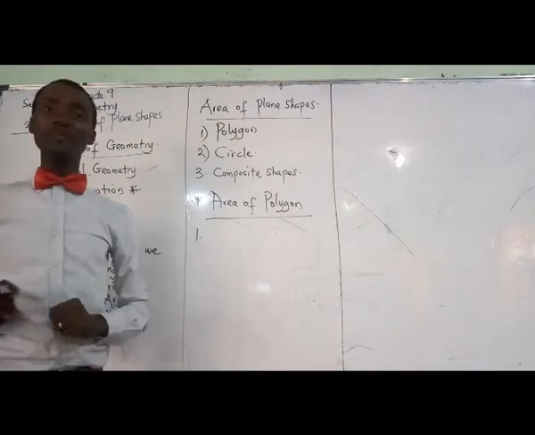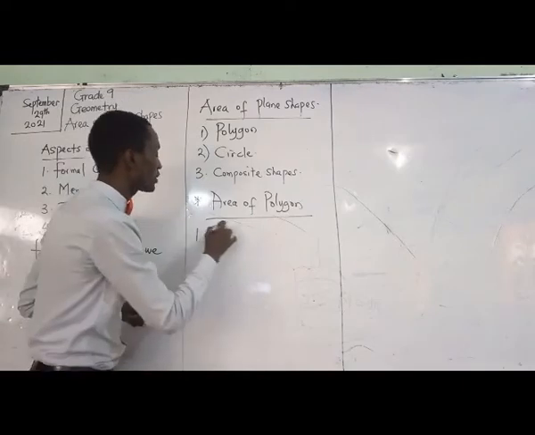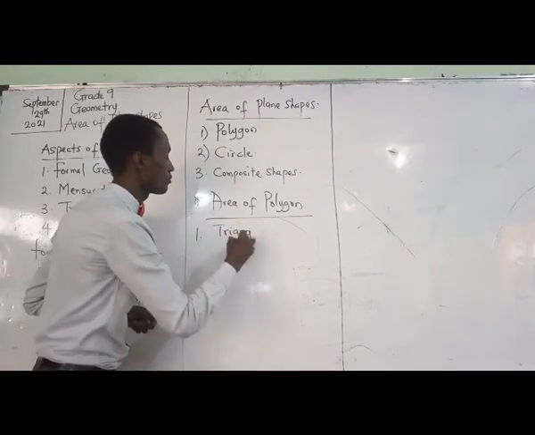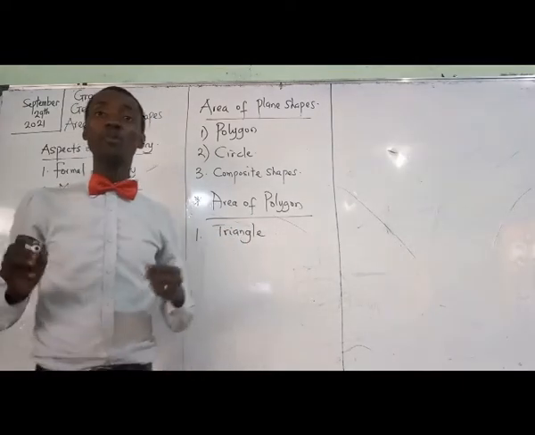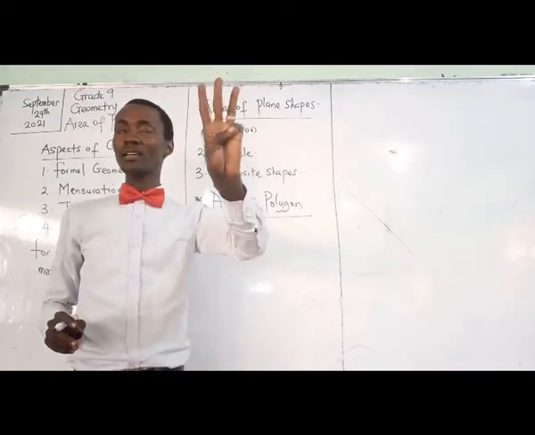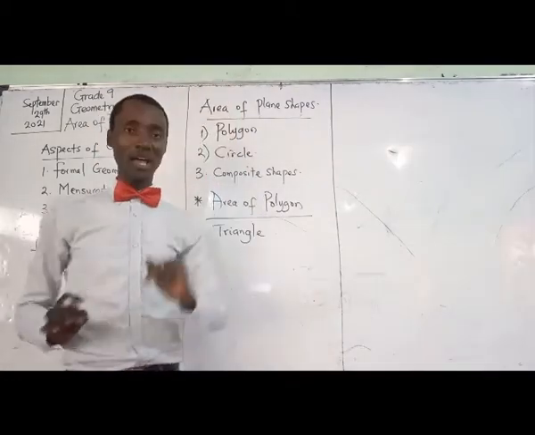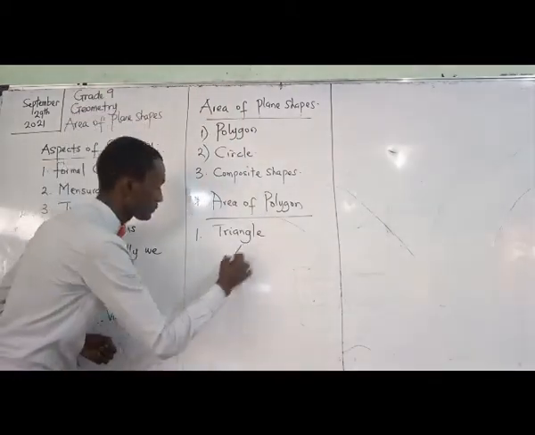The first shape we're going to consider when we talk about polygons will be what I call the triangle. A triangle is a polygon with at least how many sides? 3 sides. So we're going to draw that on the board.